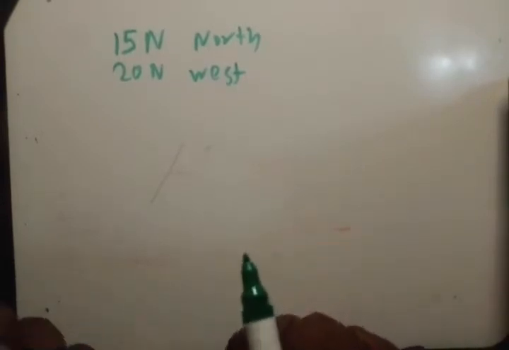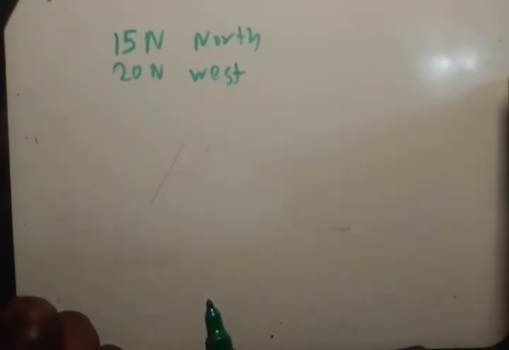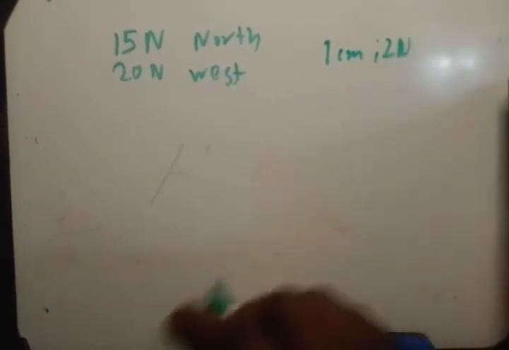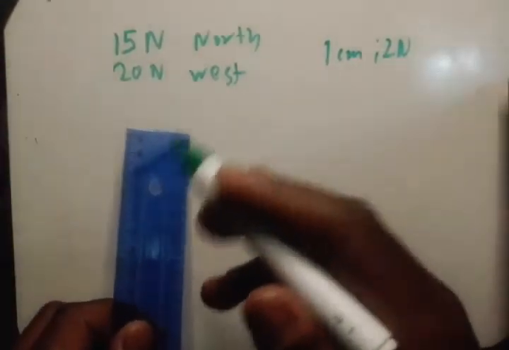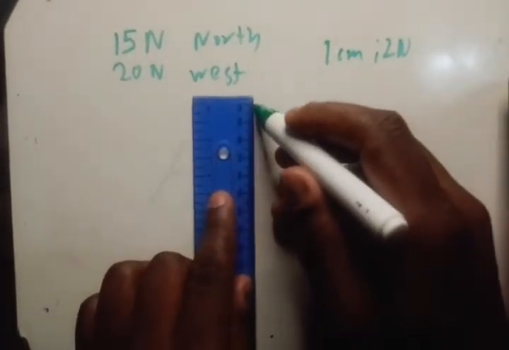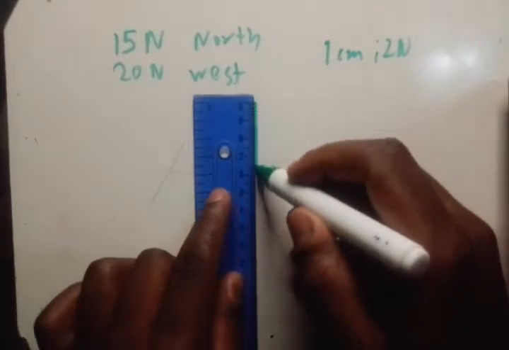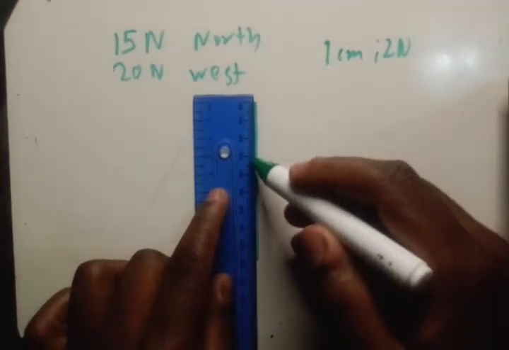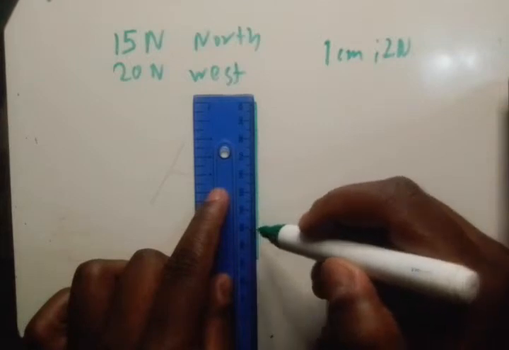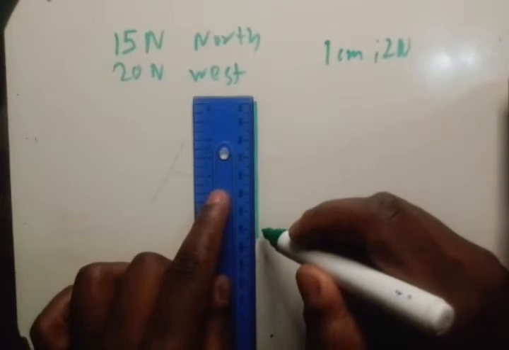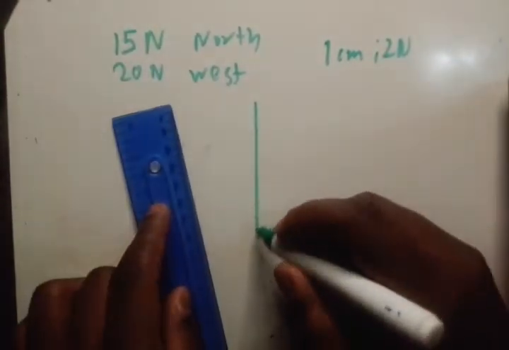Here is another scenario. So this one is 15 newtons to the north, the other one is 20 newtons to the west. So let me use the same scale. So it's going to be 1 centimeter represents 2 newtons. So if I draw it, I would have to measure 7.5 centimeters. So north, right? So 7.5 centimeters. Right, so it would be right there. So to the north.